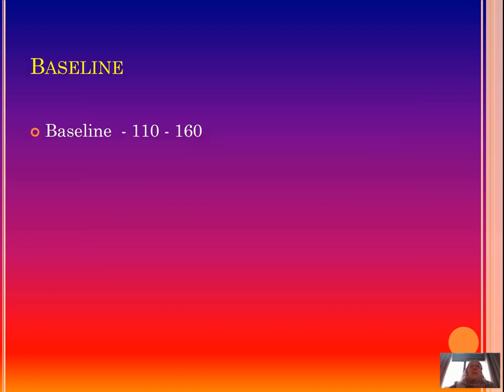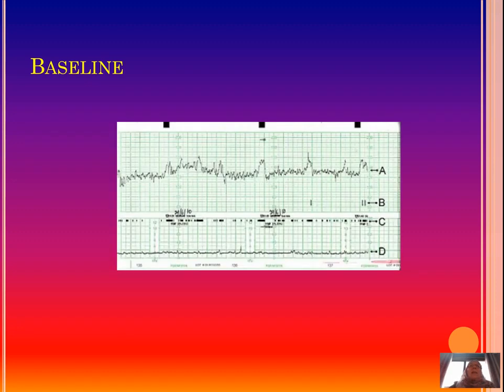So the baseline should be 110 to 160. In this CTG, we already said there are no contractions. If we look at the heart rate baseline, it's also a normal baseline. It appears to be around 120 to 130. And variability is normal, and you see accelerations here. You see 1, 2, 3, 4 accelerations on this CTG, but there are no decelerations visible.